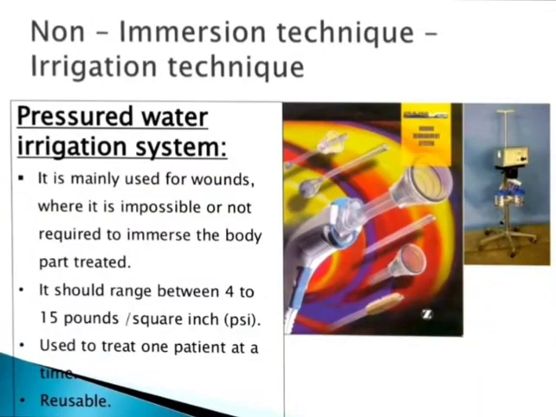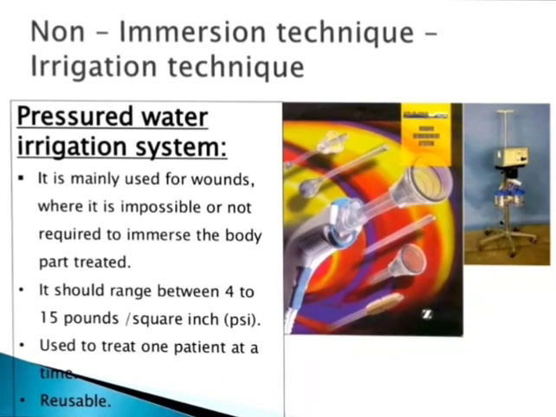Lastly, we'll be discussing the non-immersion technique. They are the irrigation techniques in which we don't immerse the patient into the water. So, pressured water irrigation system. It is mainly used for wounds where it is impossible or not required to immerse the body part. So it should range between 4 to 15 pounds per square inch, and it is used to treat one patient at a time, and it is usually reusable. So mainly a pressurized water is applied on the wound.